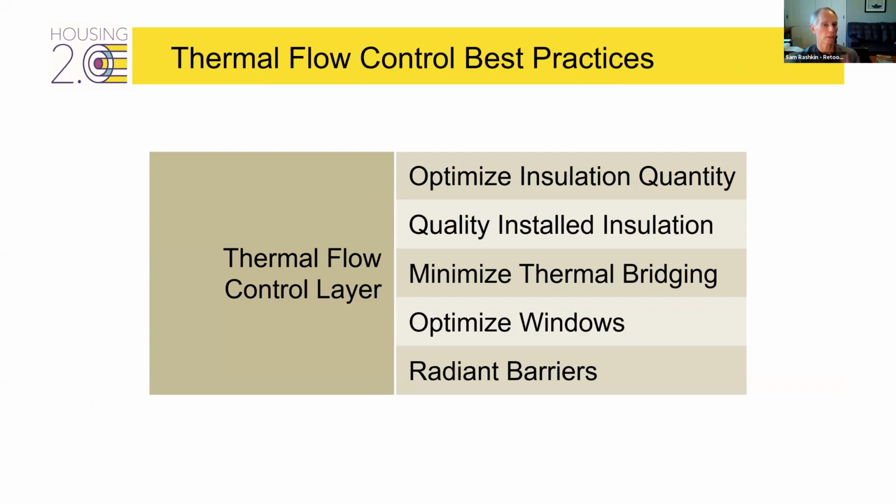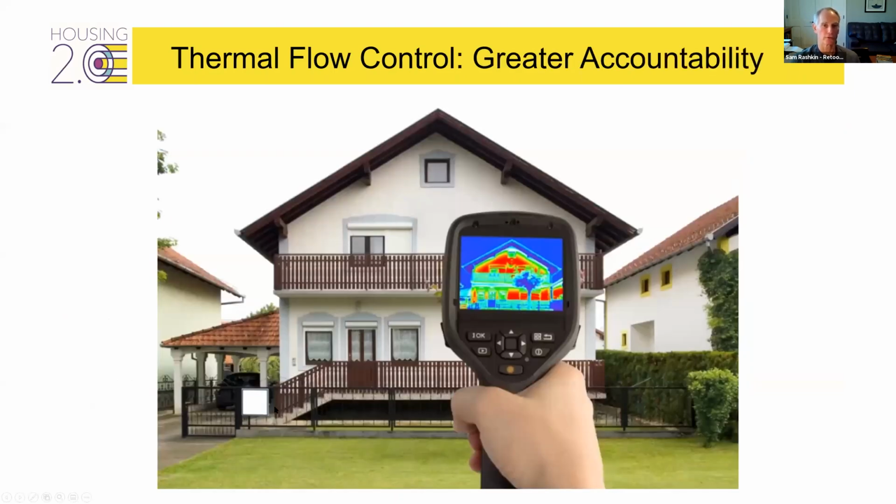Now on thermal flow control, it's not just insulation quantity. Way beyond that, it's the quality of the installation of that insulation, it's minimizing thermal bridging, it's optimizing window selection, and radiant barriers kick in a little bit for some situations. But thermal flow control is going to be an exponentially growing accountability because infrared cameras are going to reveal thermal control defects. And when you see them as a homeowner, this is high impact because it's emotional to see the biggest asset you own, your house, with a glaring defect like all that red on your home. It's emotional. People understand that this is not a properly built house.